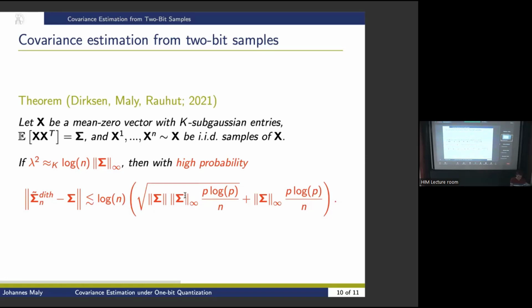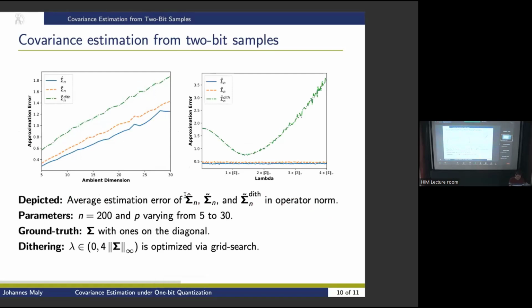Okay, so how does this compare to the previous estimator? Here you see, again, some simulation over the different ambient dimensions. Here I vary the p and keep the number of samples fixed. And I again plot the approximation error.